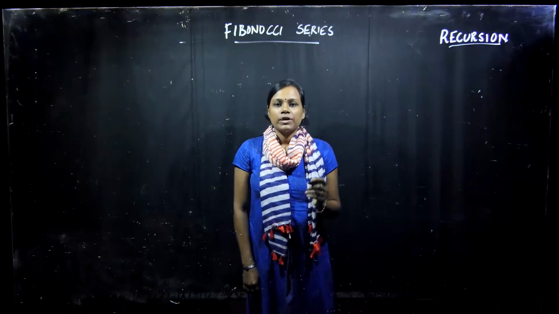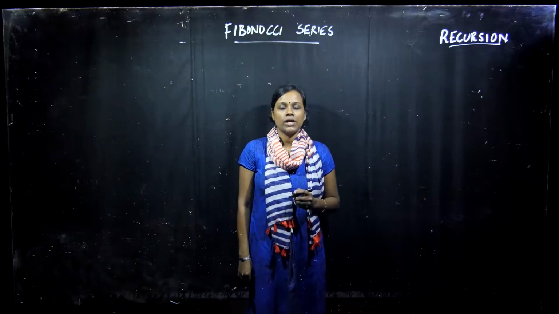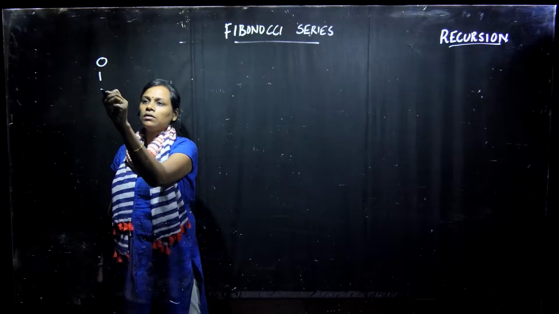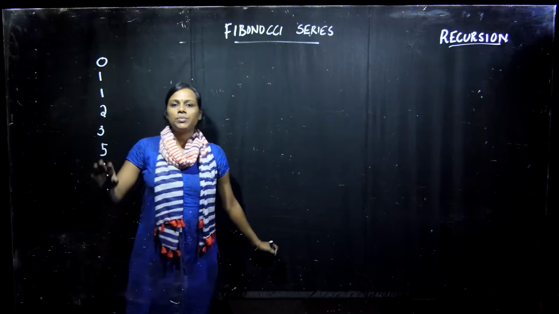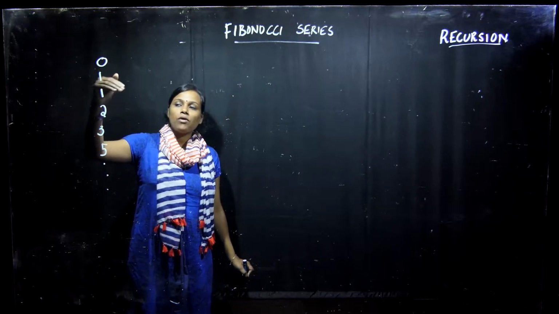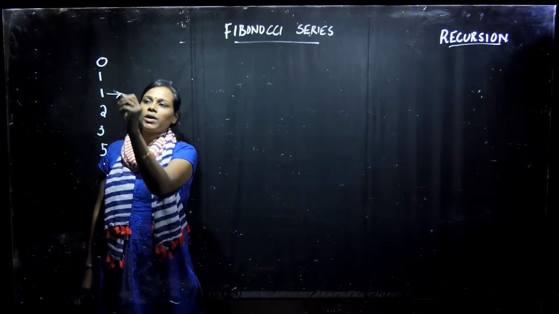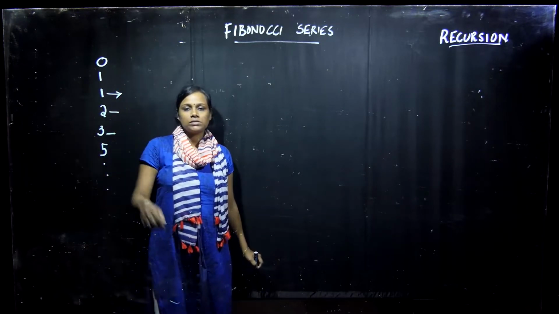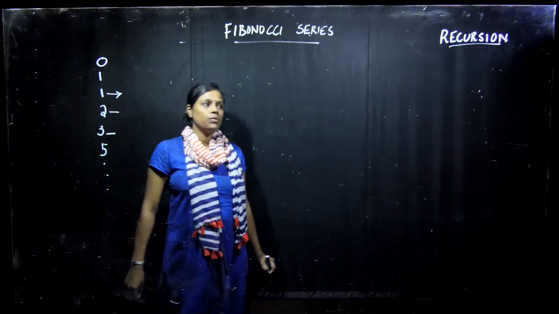Let's explain the concept of recursion with another example. We are familiar with the Fibonacci series. What is the Fibonacci series? It is 0, 1, 1, 2, 3, 5, etc. What is the peculiarity of the Fibonacci series? Each number is the sum of the above two numbers. So from this we can see 1 is 0 plus 1, 2 is 1 plus 1, 3 is 1 plus 2. The series generated in this way is known as the Fibonacci series.